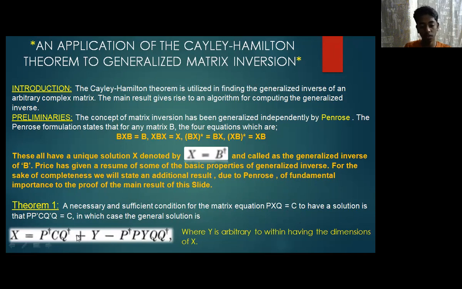X is equal to P inverse CQ inverse plus Y. Here Y is arbitrary, having the dimensions of X. Y is arbitrary, having dimensions of X minus P inverse into PY into Q inverse. This is how Theorem 1 states.